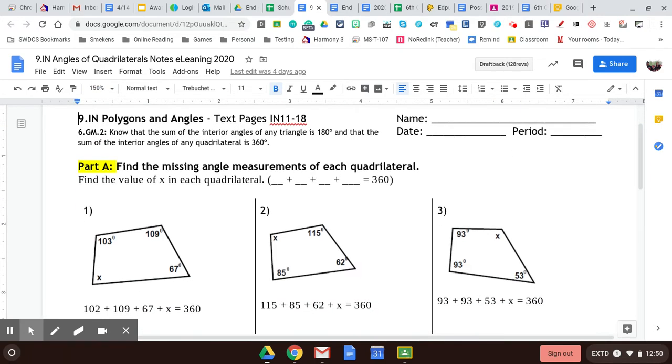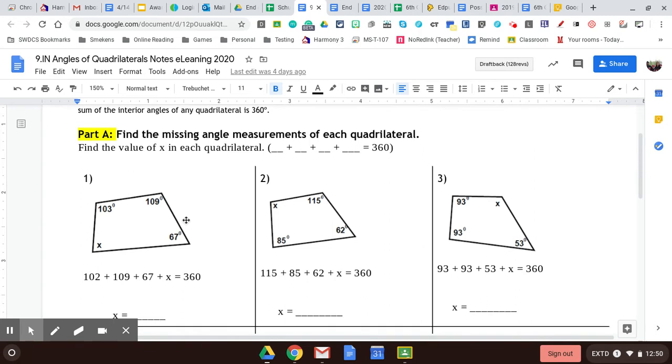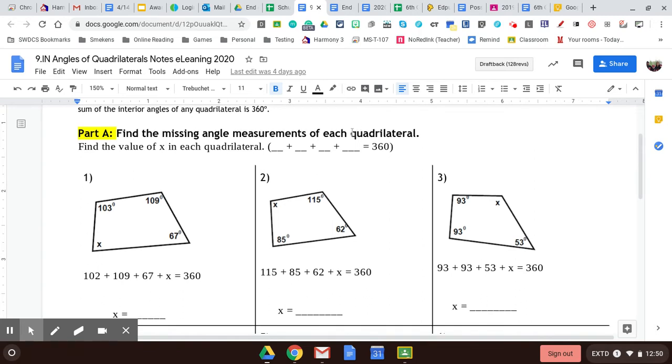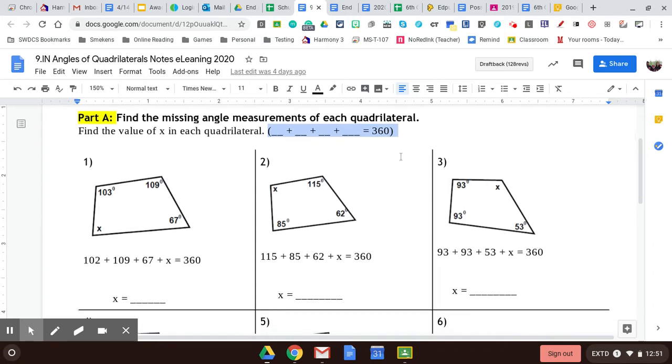Okay, today we are getting into finding the missing angle of a quadrilateral. When we did our vocabulary page, quadrilateral is a shape with 4 sides. So we have to add up 4 different numbers, so blank plus blank plus blank plus blank. And then with a triangle, they added up to 180. This is 4 numbers that have to add up to 360. So this is a little bit different.